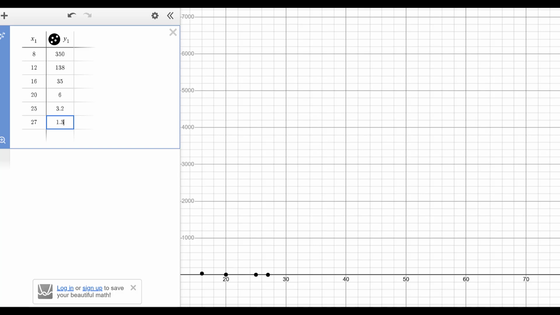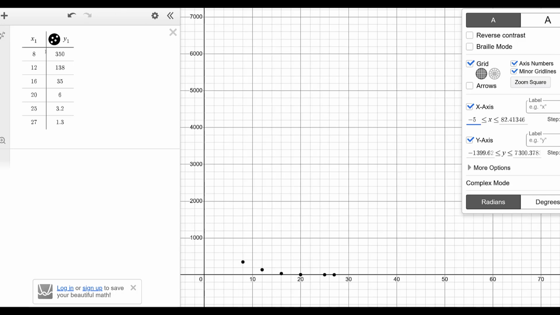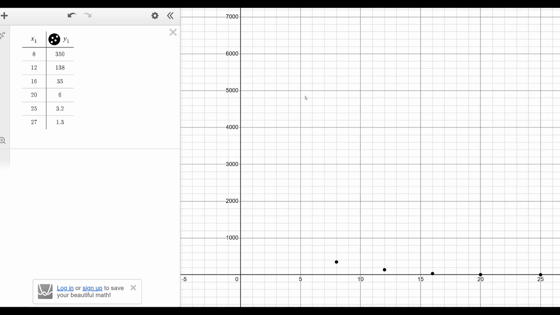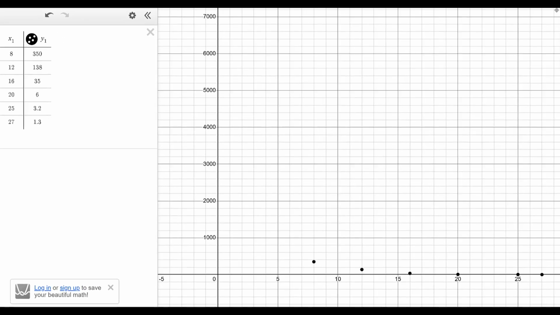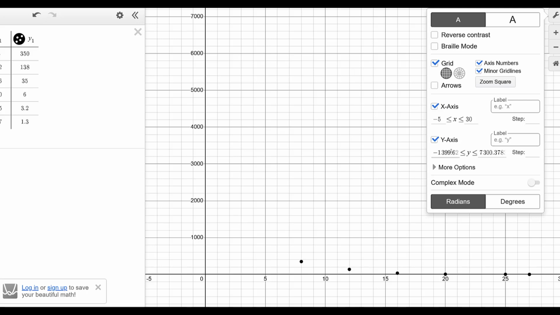If you look at my graph, I had this set up for another problem I did earlier, so I'm going to change my graph a little bit. I'm going to have the x-axis go from maybe -5 to 30. I'm sorry, I didn't show you how I got to this. You'll see this little wrench. I click the wrench, and that lets me change my window.